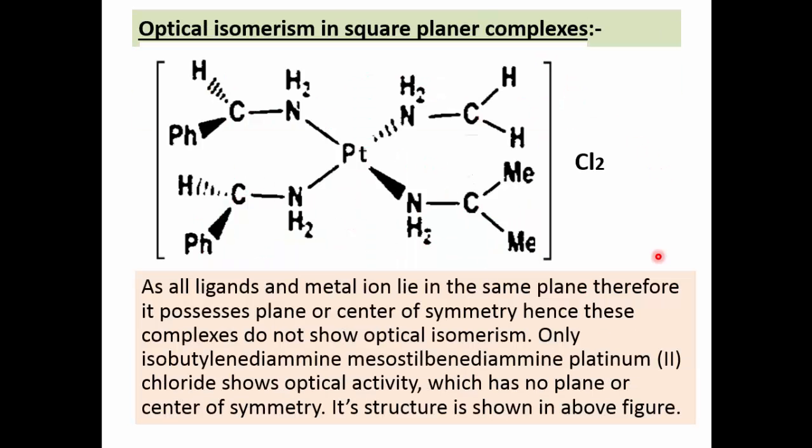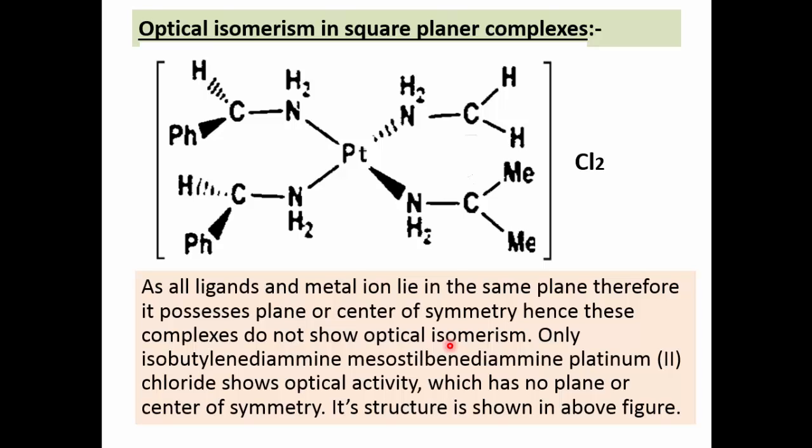Now let's see optical isomerism in square planar complexes. In these compounds, all ligands and the metal lie in the same plane. Therefore, it possesses a planar center of symmetry. Hence, these complexes do not show optical isomerism. That means square planar complexes.